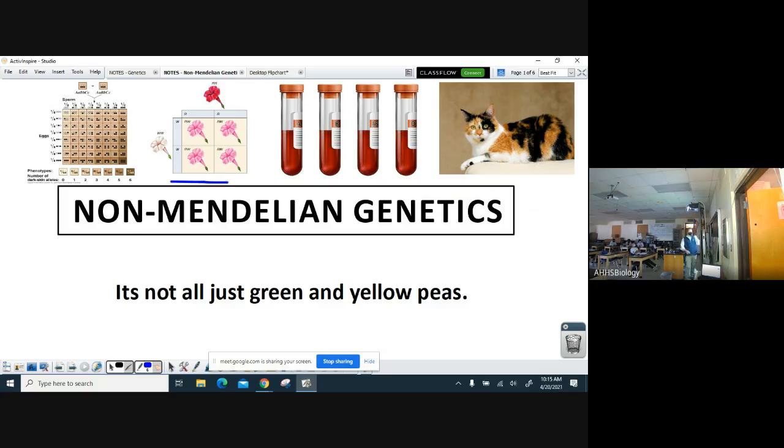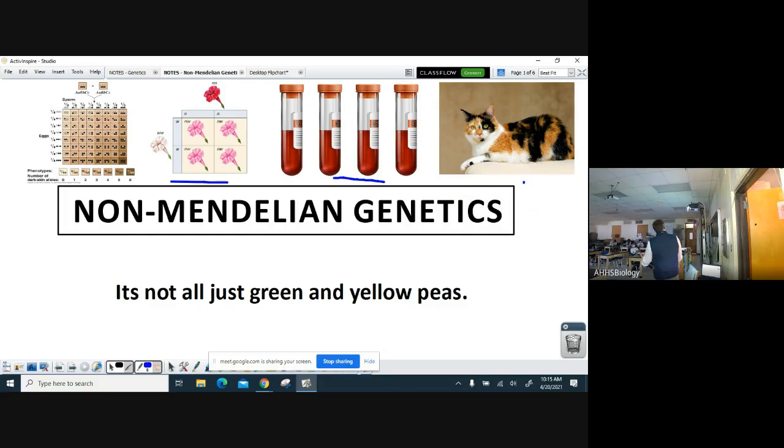We'll probably start off with this one, if I remember correctly, because it's kind of the simplest one, where you do get this blend of traits. You can get red and white flowers crossing to get pink flowers. Codominance is blood types right here. And I'll explain maybe a little bit about this.